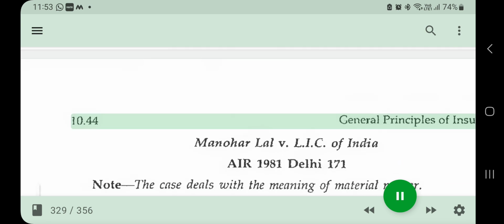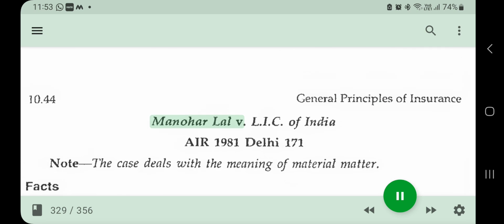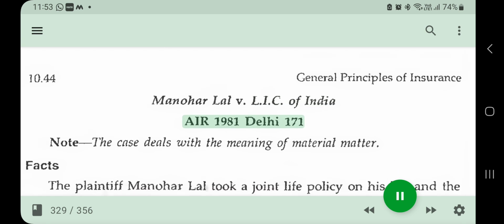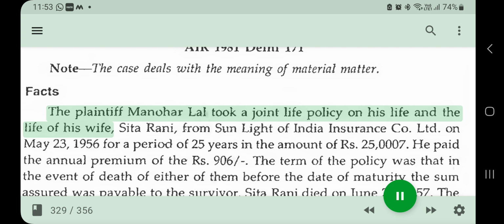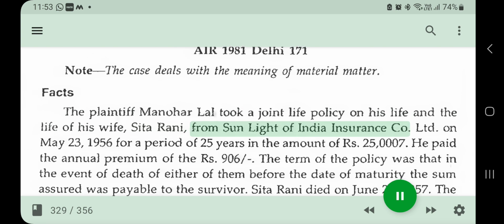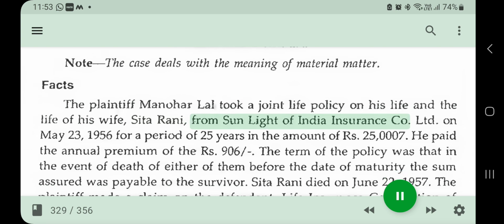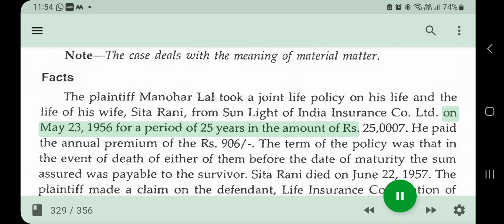10.44 General Principles of Insurance. Manohar Lal v. LIC of India, AIR 1981 Delhi 171. Note: the case deals with the meaning of material matter. Facts: the plaintiff Manohar Lal took a joint life policy on his life and the life of his wife, Sita Rani, from Sunlight of India Insurance Company Limited on May 23, 1956 for a period of 25 years in the amount of Rs.